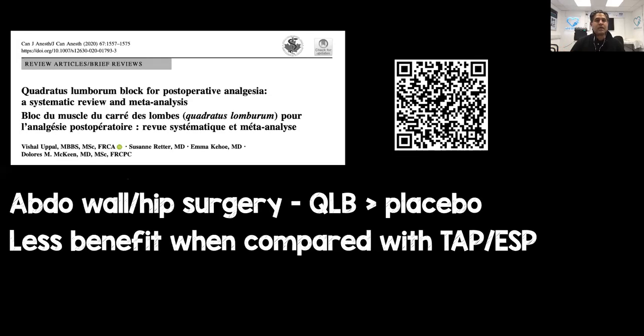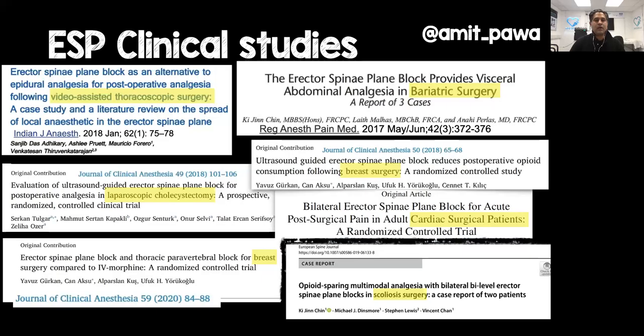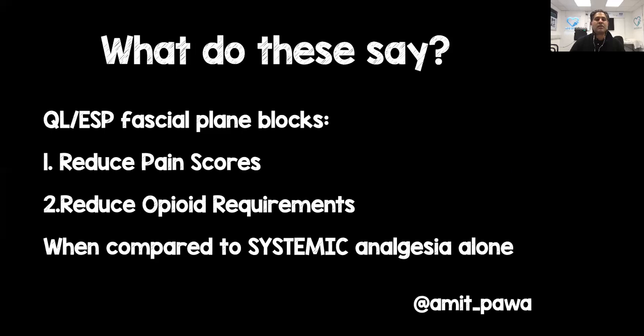Another paper here, again looking at quadratus lumborum blocks, and also looked at cesarean section, but what it additionally added was that in abdominal wall and hip surgery, quadratus lumborum blocks were better than placebo, so there's a role, there's an indication for them. But when you compared them with active comparators, the benefit was less exaggerated. There's been a whole host of studies looking at the erector spinae plane block, lots of case studies, and we're starting to get some systematic reviews now. But what do they say?